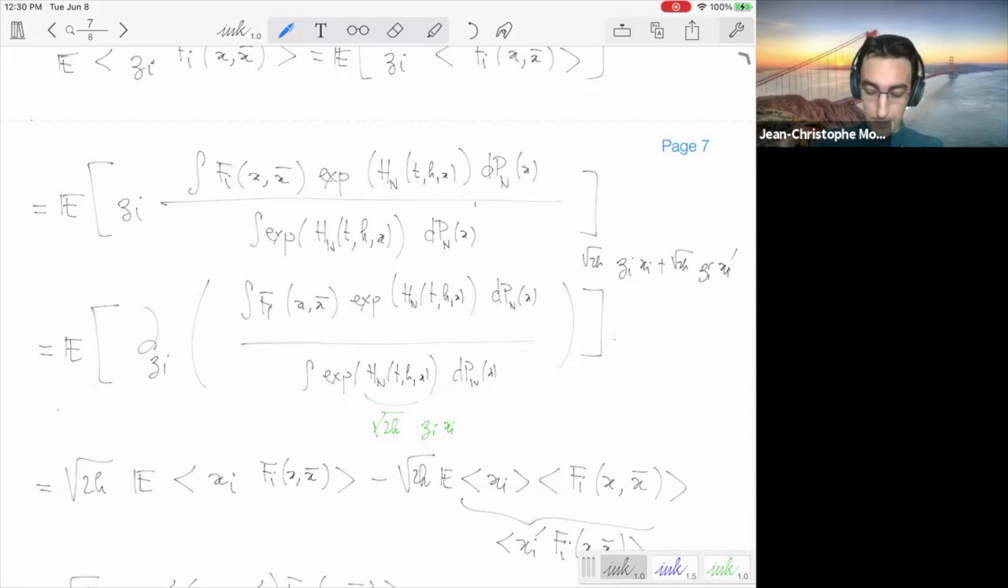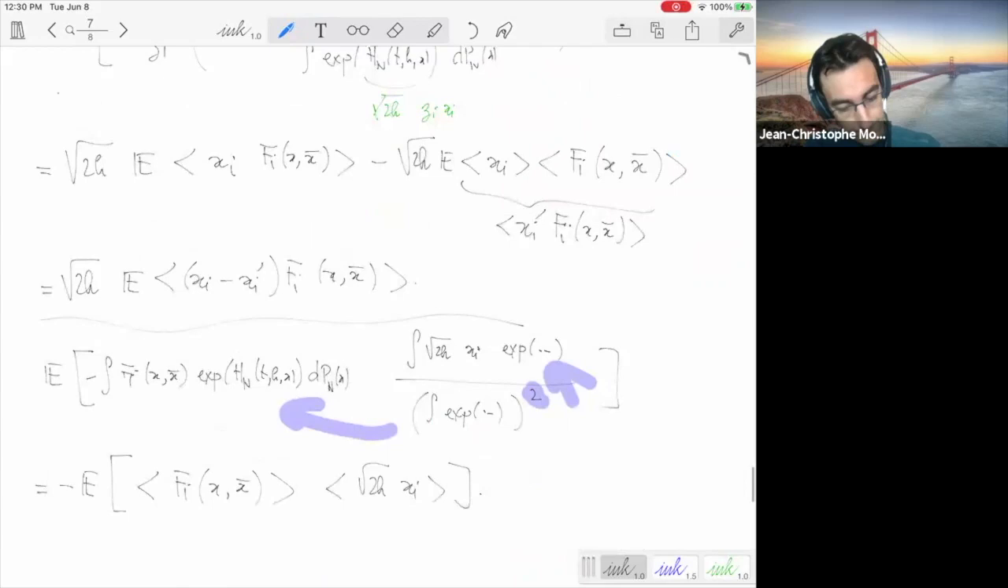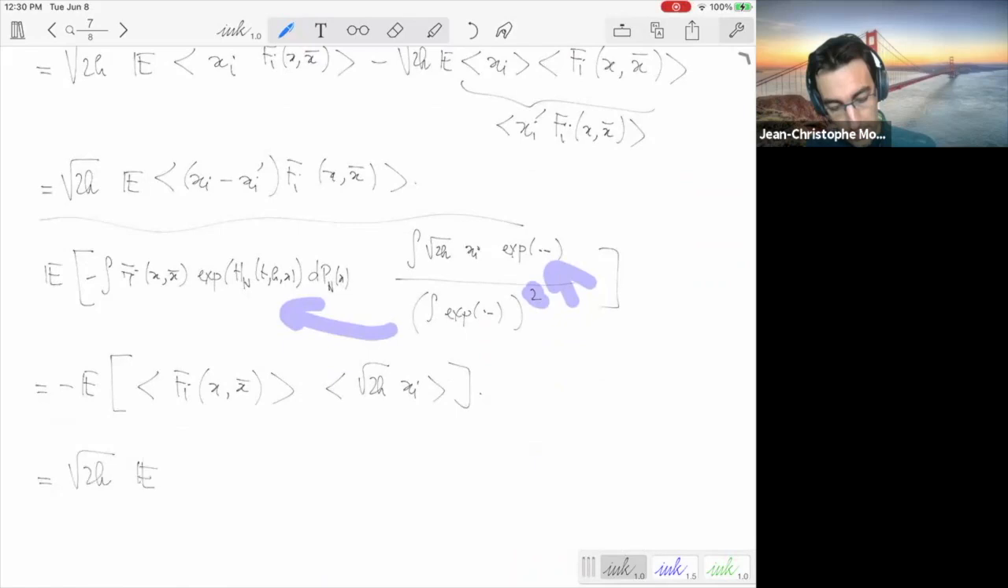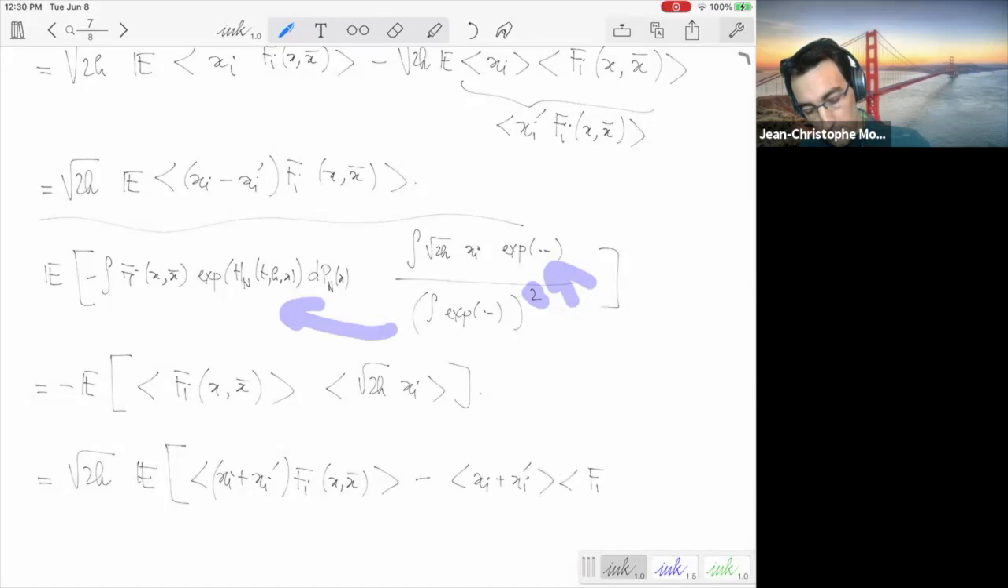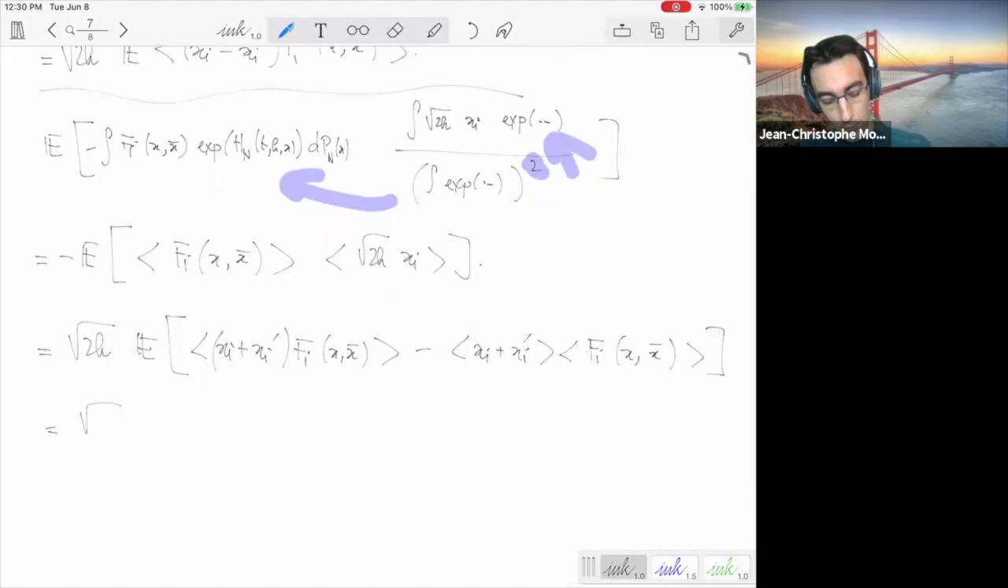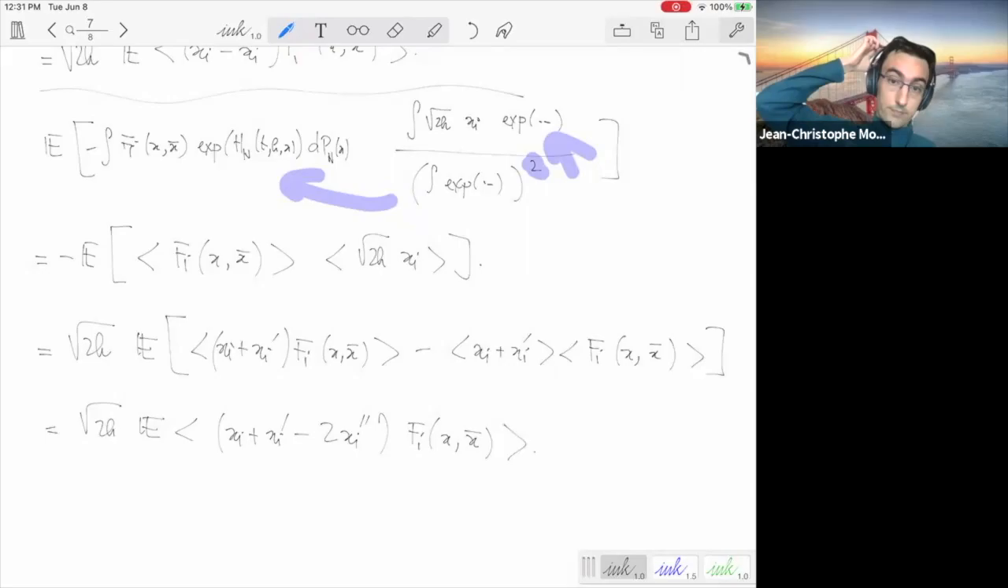So exactly the same way, let me write it like this. I get square root of 2h expectation of xi plus xi prime, fi of x x bar, minus xi plus xi prime bracket fi of x x bar. And this I can rewrite as square root of 2h expectation of xi plus xi prime minus 2 xi double prime, fi of x x bar. Does that make sense? And then I sum over i and I get the result.